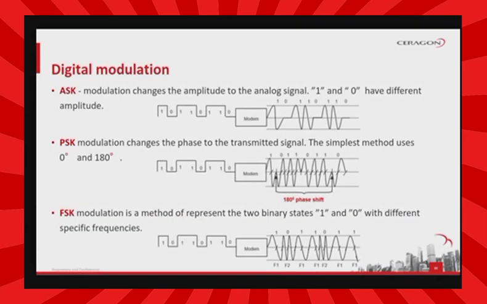Here you may see the differences between ASK, PSK and FSK. ASK, or amplitude shift keying, changes the amplitude of the analog signal. 1 and 0 have different amplitudes. PSK, or phase shift keying, changes the phase of the transmitted signal. The simplest method uses 0 degrees and 180 degrees. FSK, or frequency shift keying, represents the two binary states 1 and 0 with different specific frequencies.